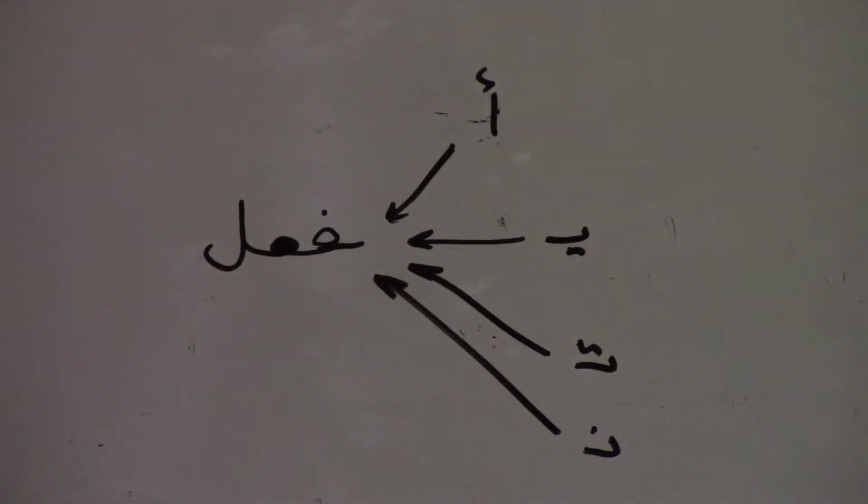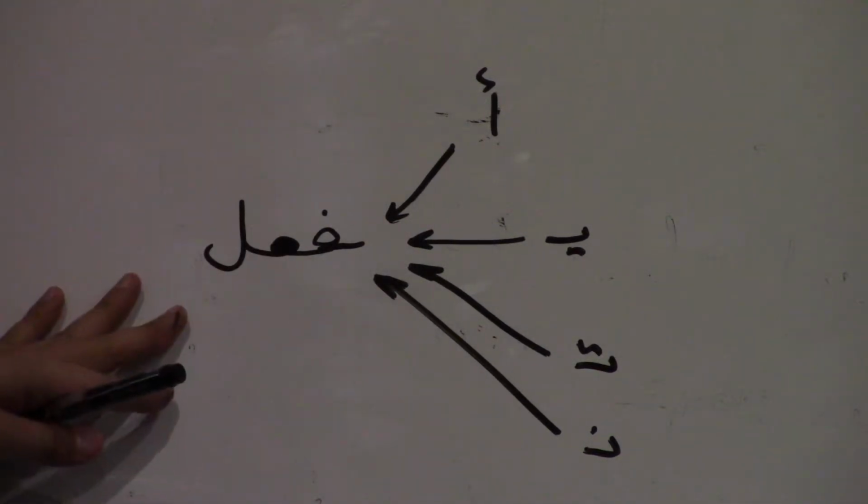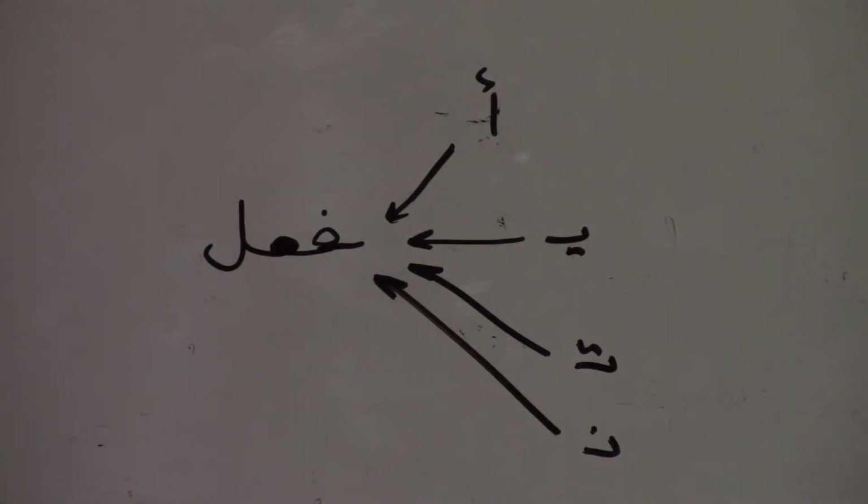Okay, yaf'al, without adding anything at the end, is referring to a third party. It's referring to a third party that is either plural or masculine. Bear with me for a moment. I'll explain it to you in a second. Taf'al is referring to someone you're addressing, or a singular feminine, right? So you're addressing someone, or third party singular feminine, or addressed singular feminine, right? Naf'al is talking about the plural, us, we.